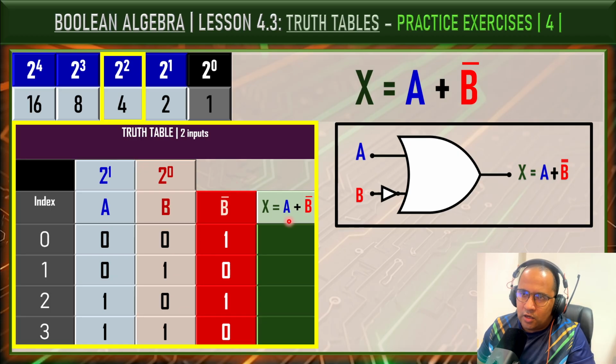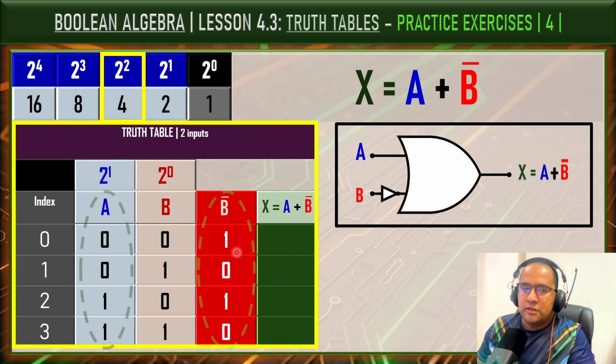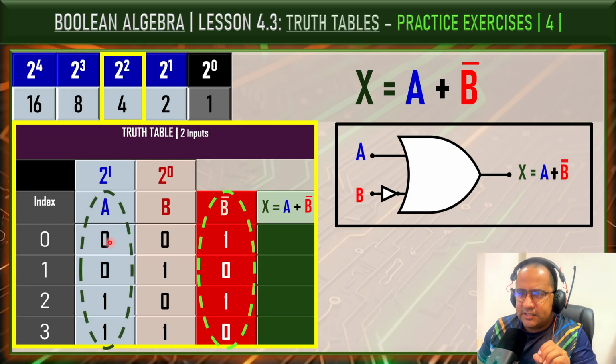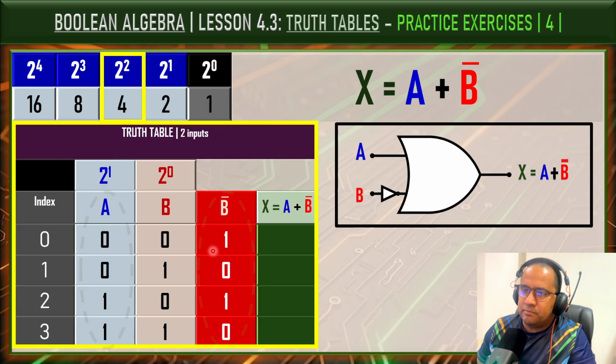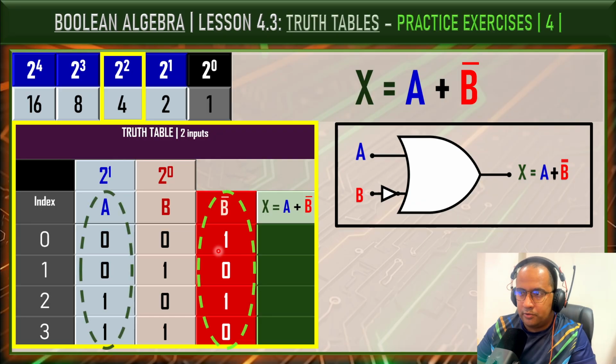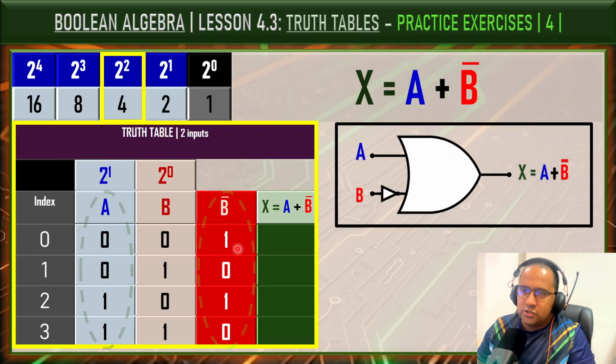Now that the intermediate column has been completed, we can evaluate the logical expression. Notice that the OR operation is no longer performed between A and B. Instead, it is performed between A and B complement, okay? Therefore, for each row, we simply analyze the values of A and B complement and apply the OR operation. Now, let's analyze each row, okay? For row 0, A equals 0 and B complement equals 1. So we have the combination 0 or 1, which produces a logic 1 at the output.